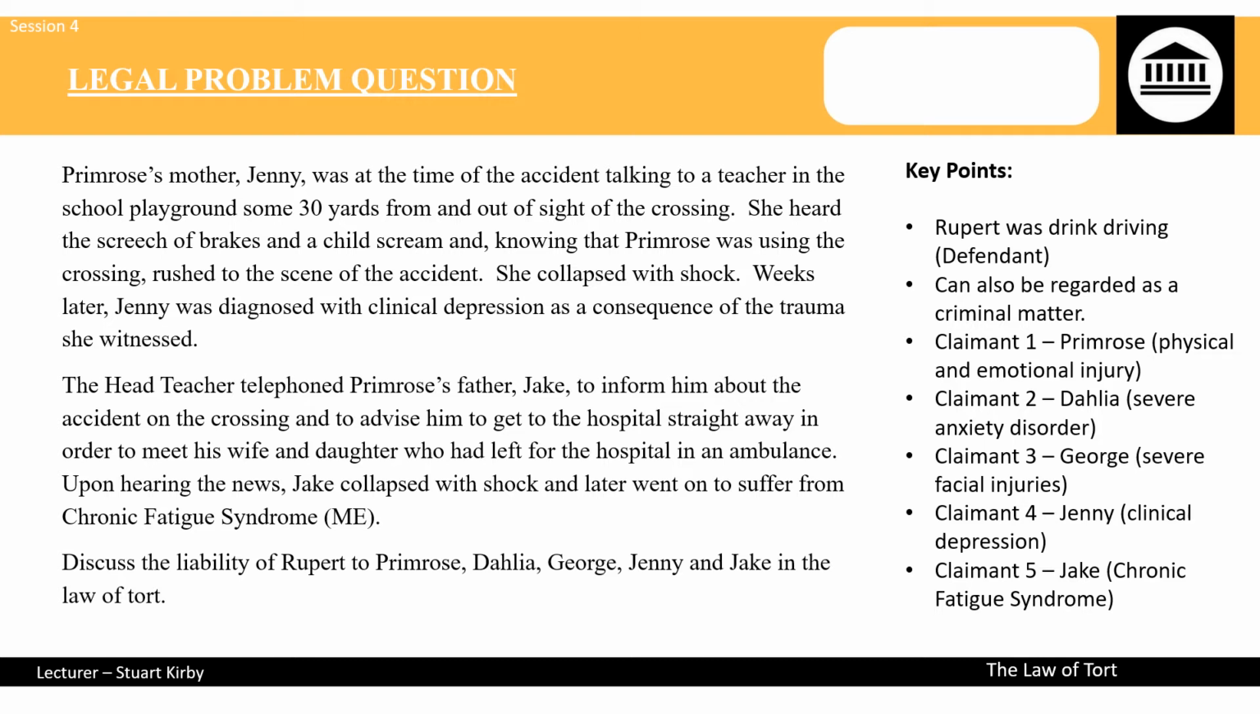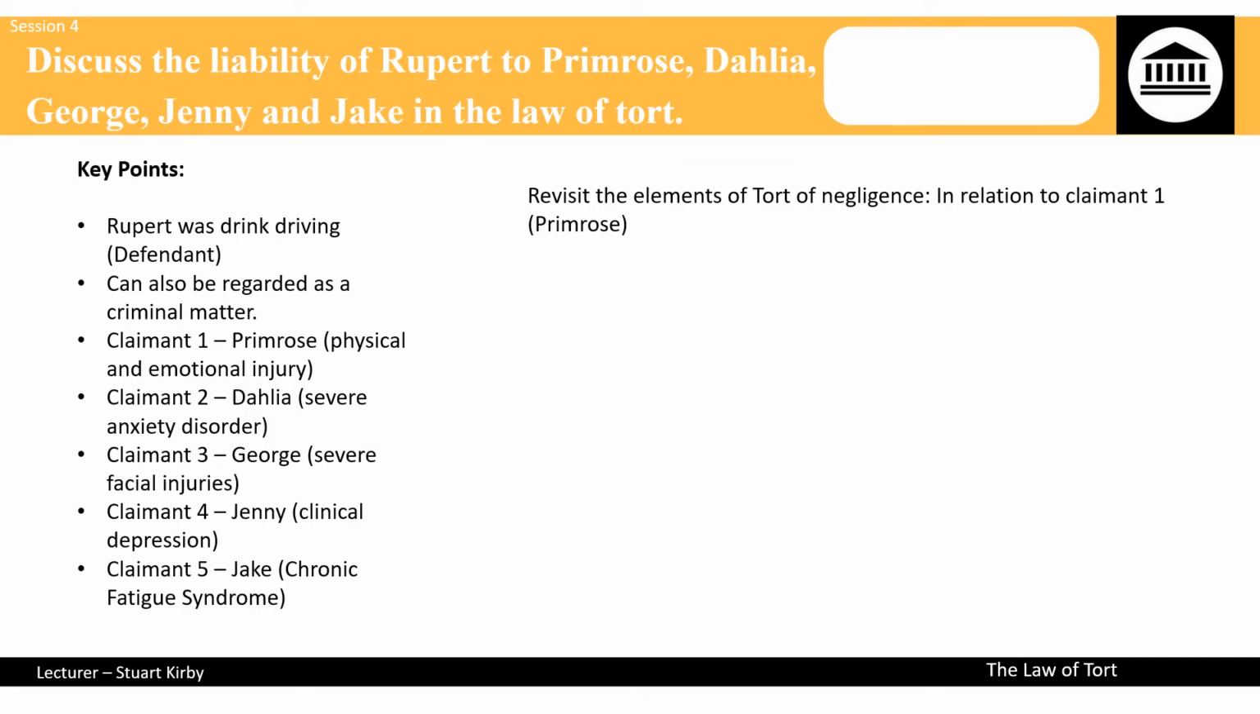So you can see what's trying to happen here with the legal scenario itself. There's a straightforward element to this, i.e. claimant 1, and even claimant 2 is reasonably straightforward. But when you start to go into claimants 3, 4, and 5, that's when you can start to demonstrate your knowledge of the tort of negligence, and that's where you're going to be getting your merits and distinctions.